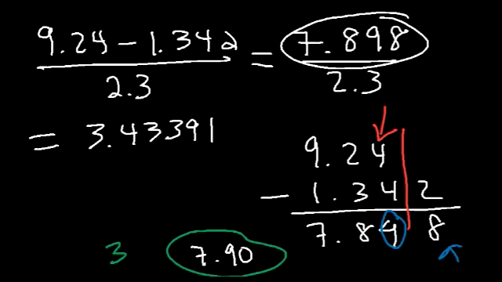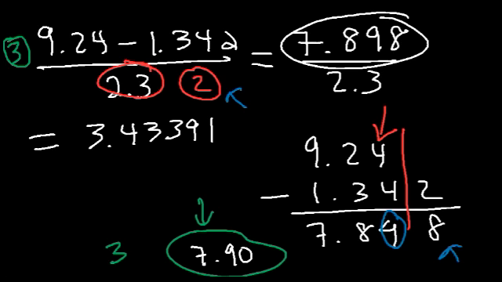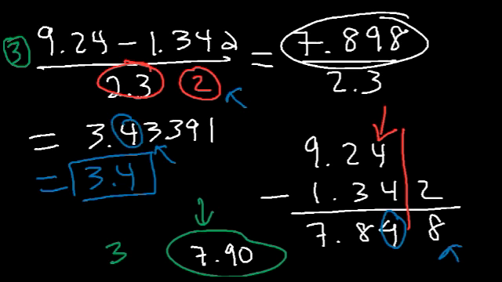3 sig figs, but you don't use this number in your calculation. You simply use it to track the number of sig figs. So after subtraction, we have 3 sig figs. And so for division, we're going to divide it by 2.3, which has 2 sig figs. So for division, you need to use the least number of significant figures, that's 2. So our final answer should have 2 sig figs. So therefore it should be 3.4. Since this number is less than 5, we're going to keep the 4 the way it is. We're not going to round it to 5. And so that's the answer for that problem.